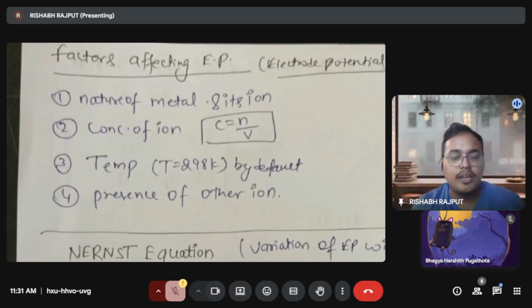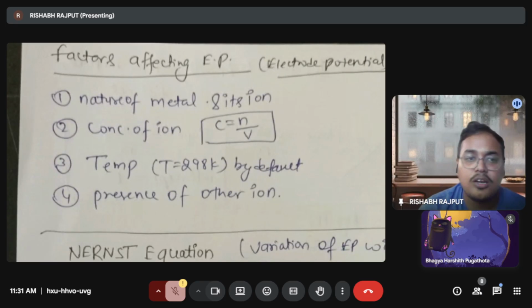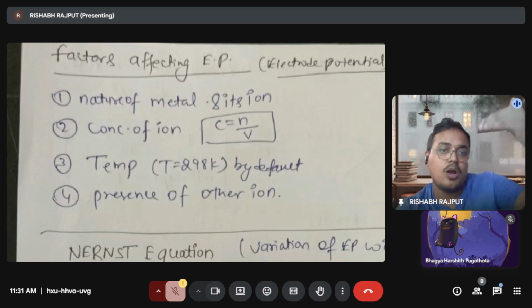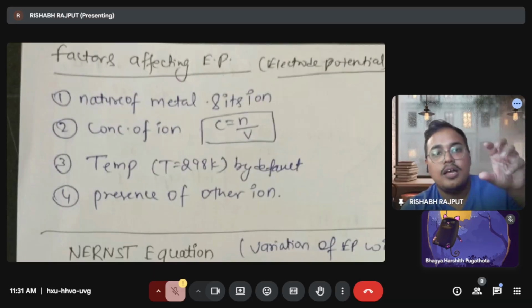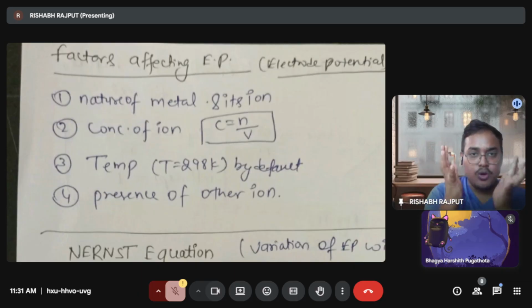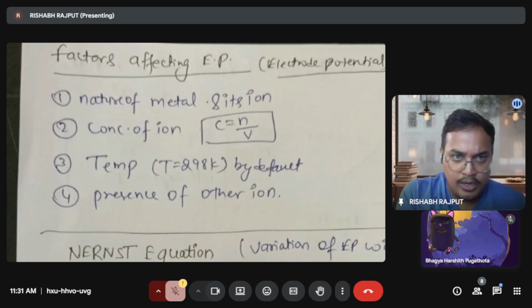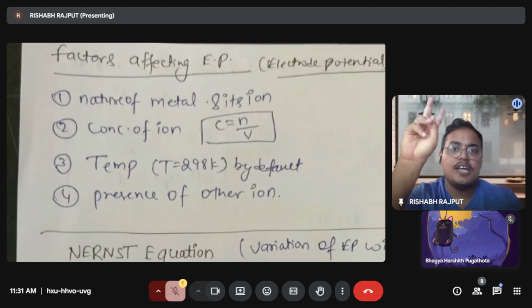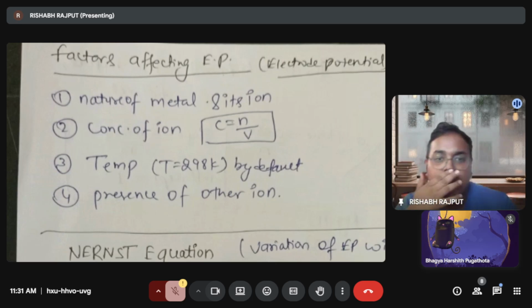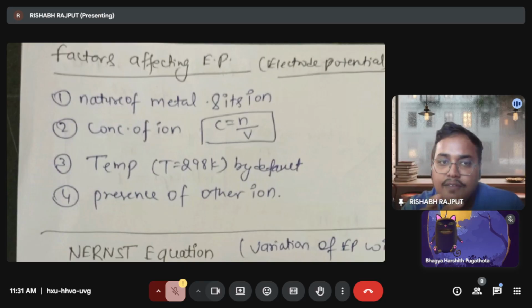I will explain these in a later class, during the theoretical concept class. But the concentration of ion and temperature affect the electrical potential by numerical value. So that is why we are focusing on these two things today only. The nature of metal and its sign and the presence of other ions are theoretical concepts, so I will cover those theoretical parts later. Today I will go through concentration of ion and temperature.